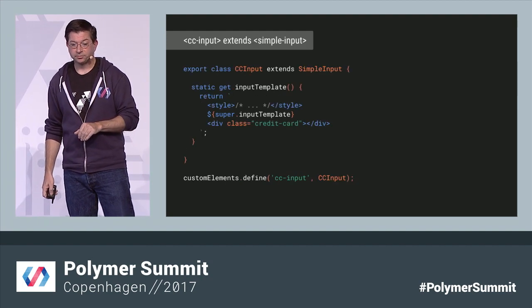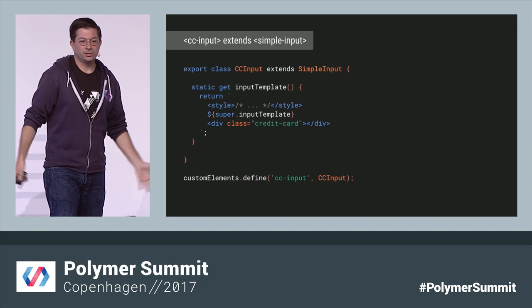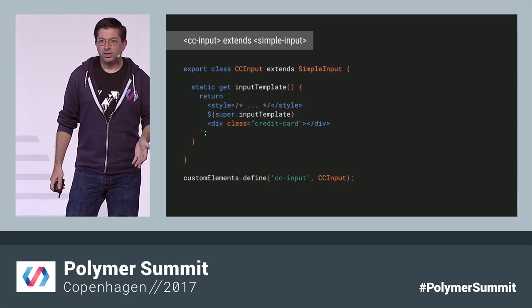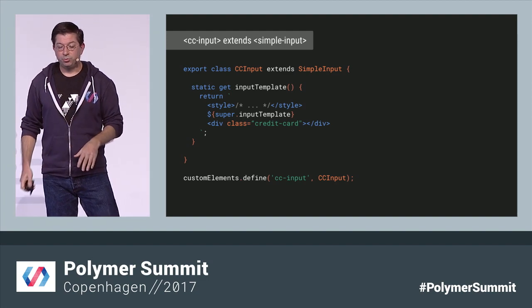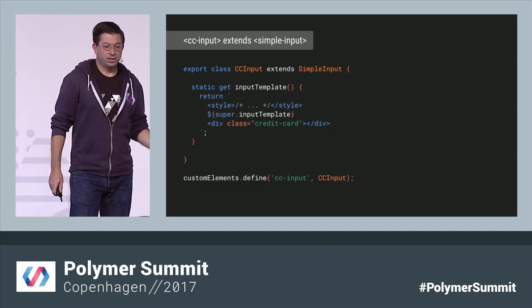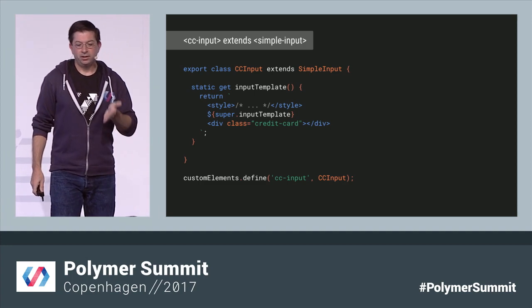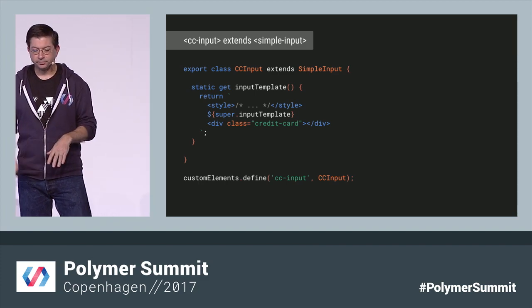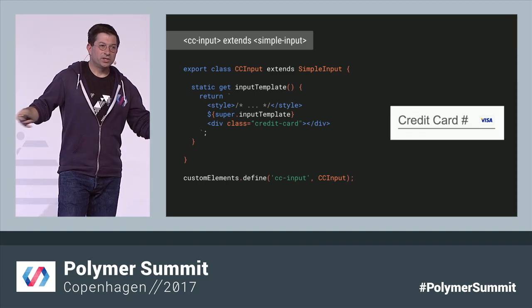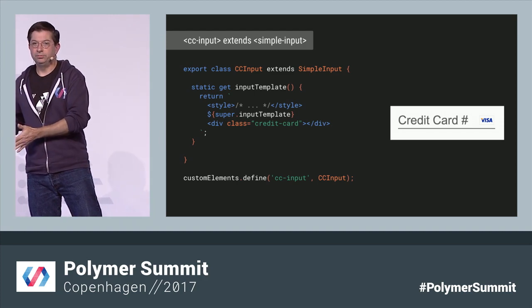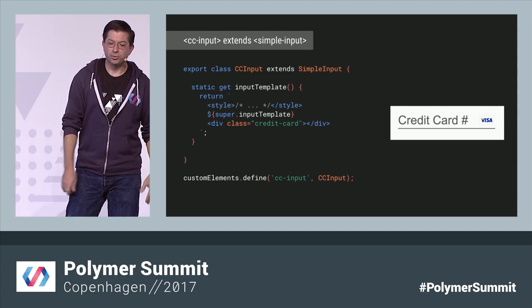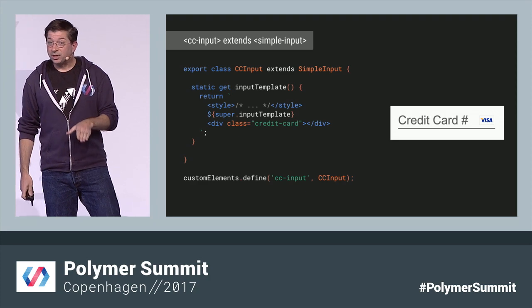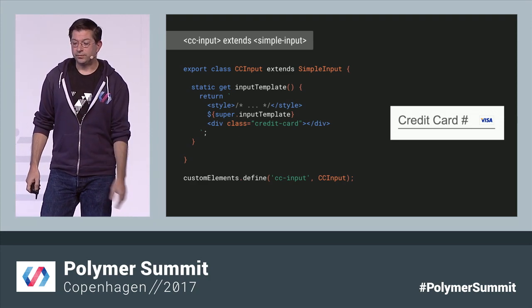For example, if we make something like a credit card input, to show a credit card after the input, we could customize that input template, add some styling, call super, add a little icon for the checkbox, or sorry, the credit card, and then it would look like that. Obviously, we want to do a little bit more to make a full credit card input, maybe restrict it to numbers and validate the credit card, but our subclass gave us a nice helping hand, and it was really useful.